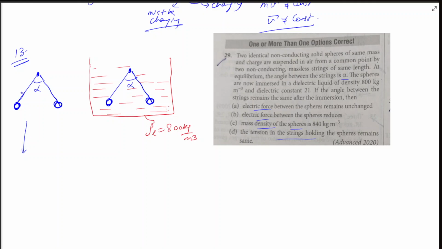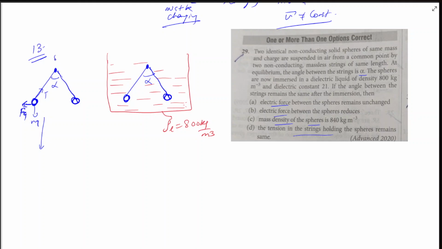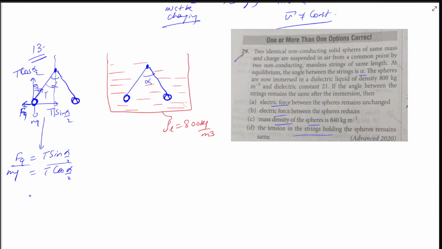We will have tension, mg in the downward direction, and electrostatic force of repulsion in this direction. Symmetrically, this angle will be alpha by 2. So the component of T in the upward direction will be T cos alpha by 2, and in the horizontal direction T sine alpha by 2. Initially, F balances T sine alpha by 2 and mg balances T cos alpha by 2.